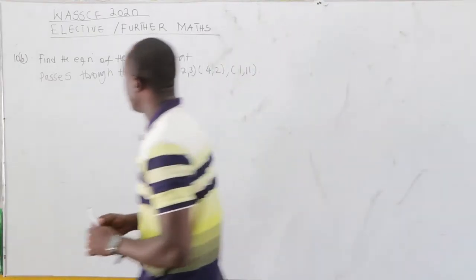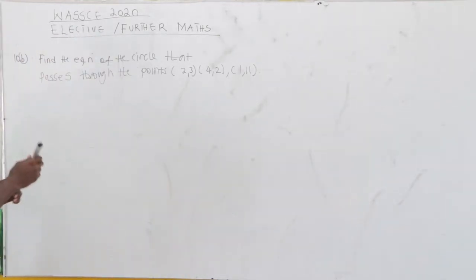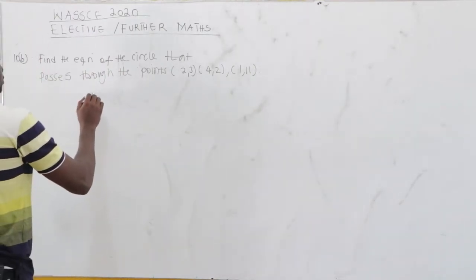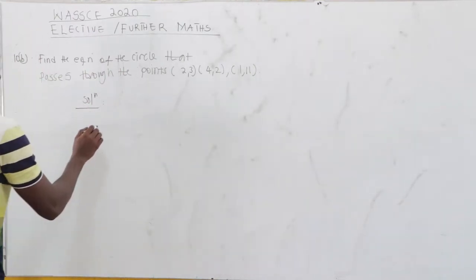Now let's consider an alternative approach to this. Find the equation of the circle that passes through the points (2, 3), (4, 2), and (1, 11). Now, let's consider a circle.